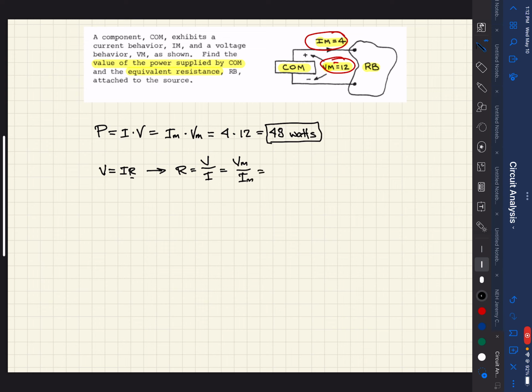So when we plug those values in, we get 12 volts over 4 amps. And when we divide that out, we get 3 ohms. So this is the equivalent resistance associated with the attached source RB.